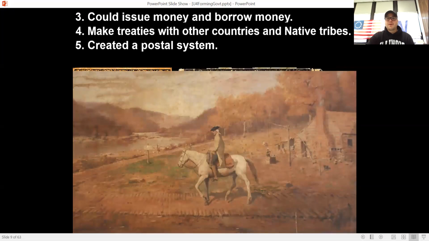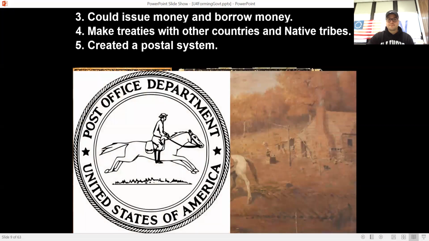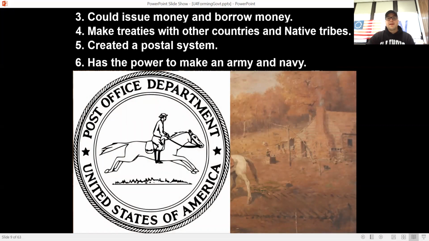Number 5 is that they're going to be able to create an interstate postal system. So think of it as the United States parcel system, the USPS, the mailmen and women that deliver your mail on a daily basis, all of which is going to be funded by the federal government. And number 6 is the power to make an army and a navy.